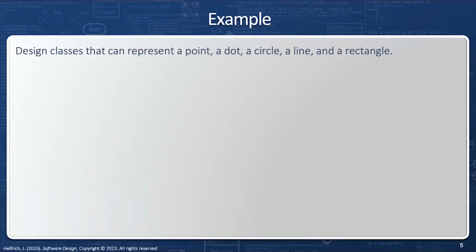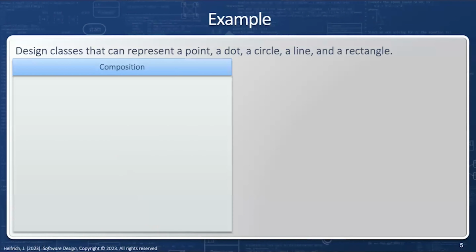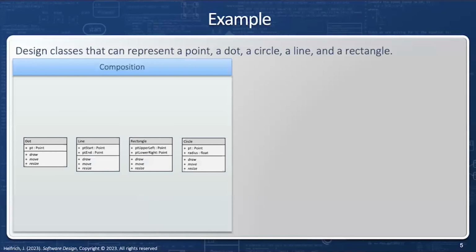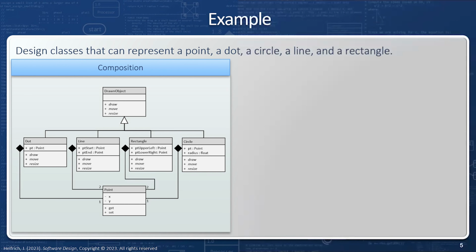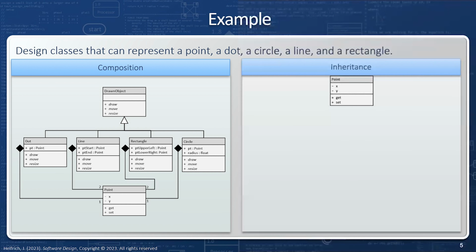I want to design a class that can represent a point, a dot, a circle, a line, and a rectangle. So first I'm going to do this with composition, and I'm going to say I have a dot, a line, a rectangle, and a circle, and all these are types of drawn objects. Now the question is, what do we do with point? Well, a point is going to be related through composition through each one of these. In other words, the circle has a point, the rectangle has 2 points, the line has 2 points, and the dot has a point.